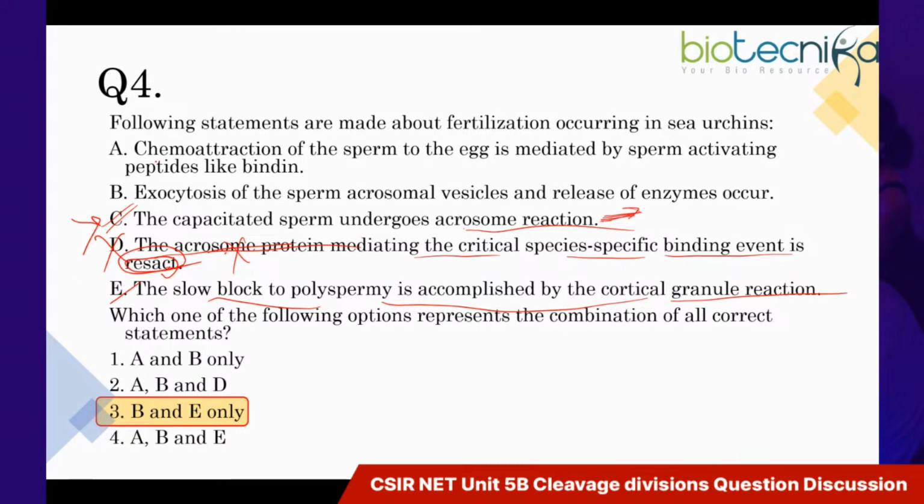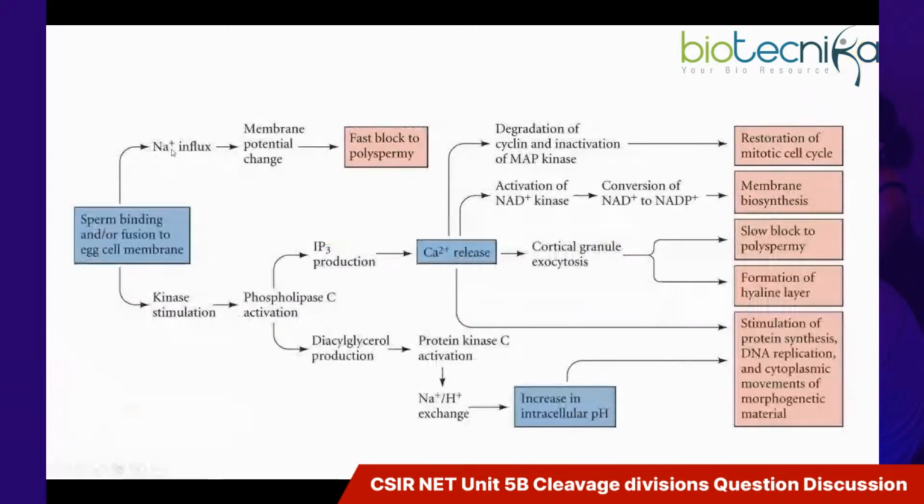Okay, so as I already told you, once the sperm binds with the egg cell membrane, there is a kinase stimulation, that is tyrosine kinase, it's a receptor. It leads to the phospholipase C activation, which will cleave the PIP2 into IP3 and DAG. IP3 leads to the calcium release, which causes cortical granule exocytosis, and that is what we are calling the slow block to polyspermy. Okay, next question. Let's move on to cleavage divisions.